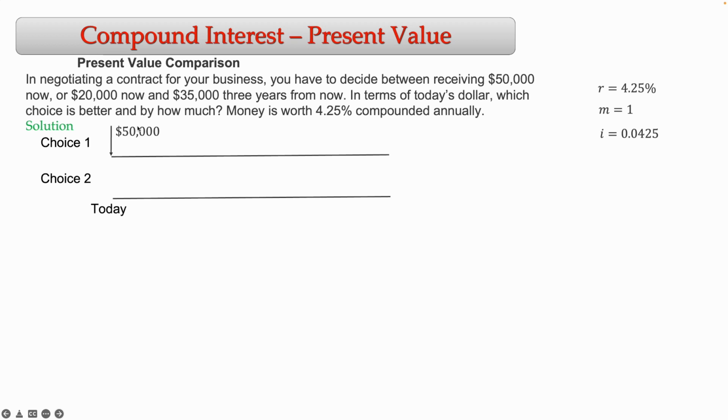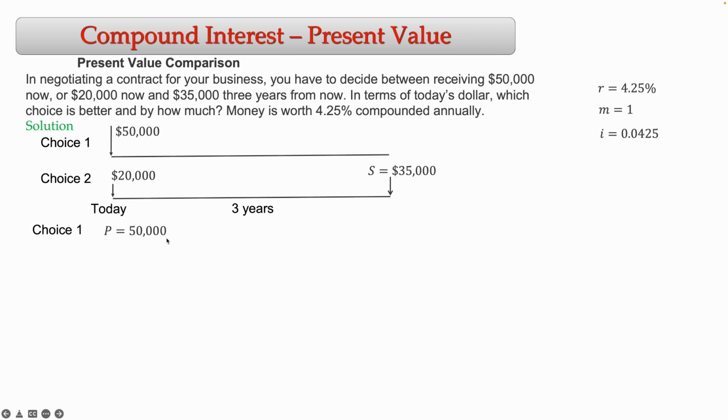This 50,000 today, the value of this 50,000 is 50,000. For choice 2, we are receiving two amounts of money. The first is 20,000 that you are receiving today, and 3 years later, you are receiving 35,000. Let's put here the 35,000. You notice that this is like a future value of some amount at the beginning. So this 35,000 is in 3 years. So for the first choice, I know that today the value of this money is 50,000. The present value in choice 1 is 50,000.